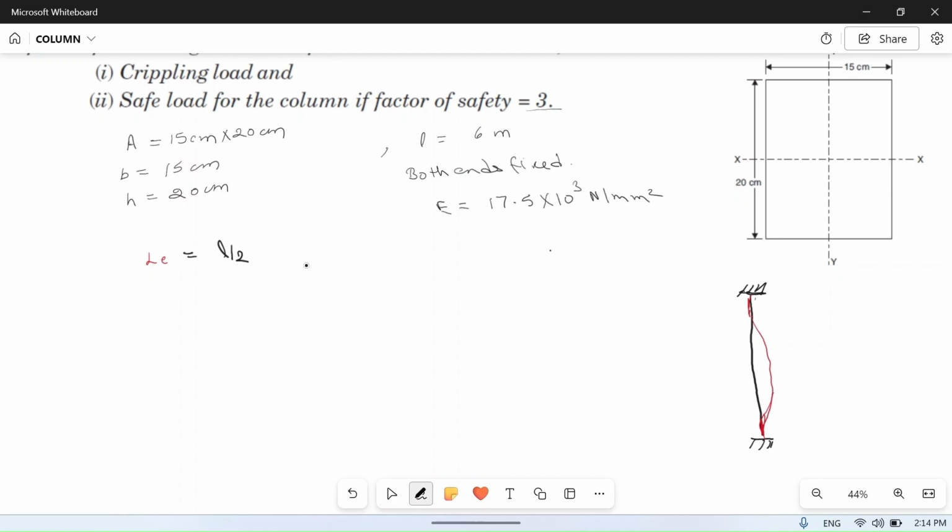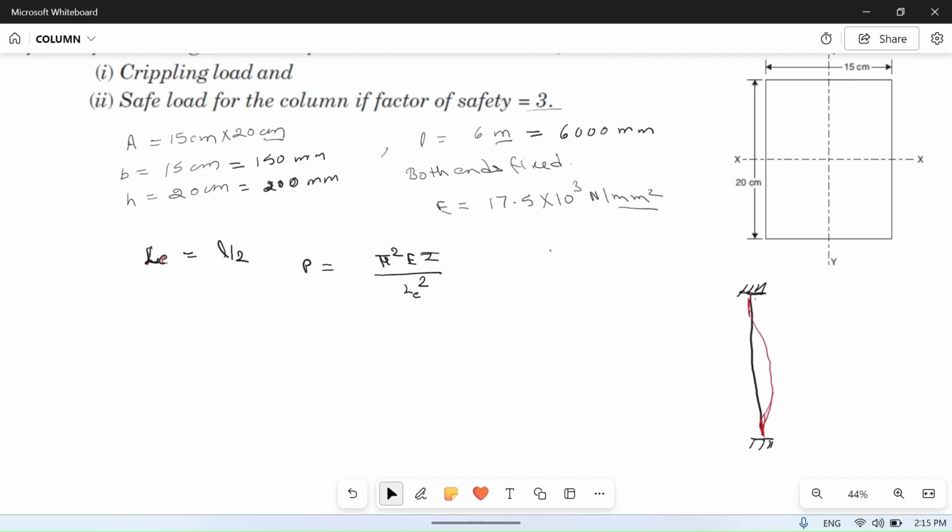And Euler's formula is 4 pi square EI upon L effective square. We will not put the original length here, we will put the effective length, L by 2, because both ends are fixed. Now all the units are different: here it is centimeter, here it is meter, here it is mm. So we will convert everything into mm. L is equal to 6 meter, which becomes 6000 mm, because 1 meter is equal to 1000 mm. It will become 150 mm and 200 mm, because 1 centimeter is equal to 10 mm.